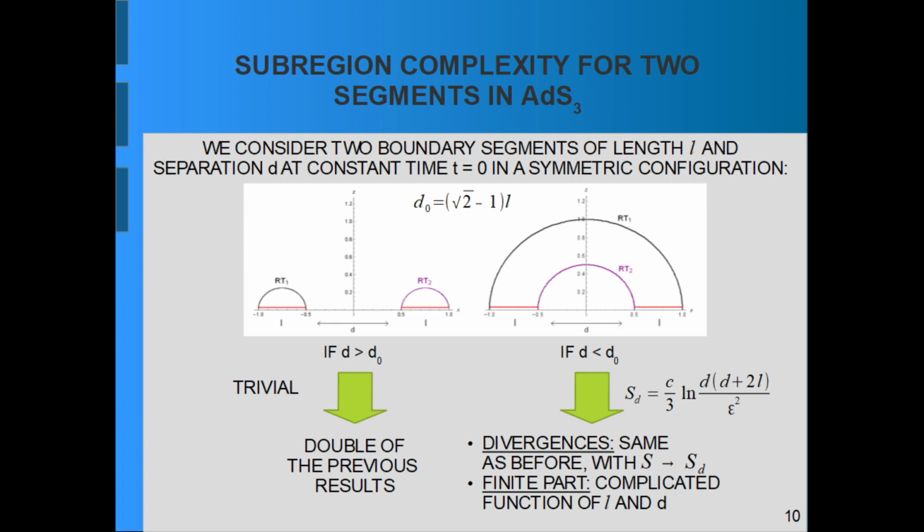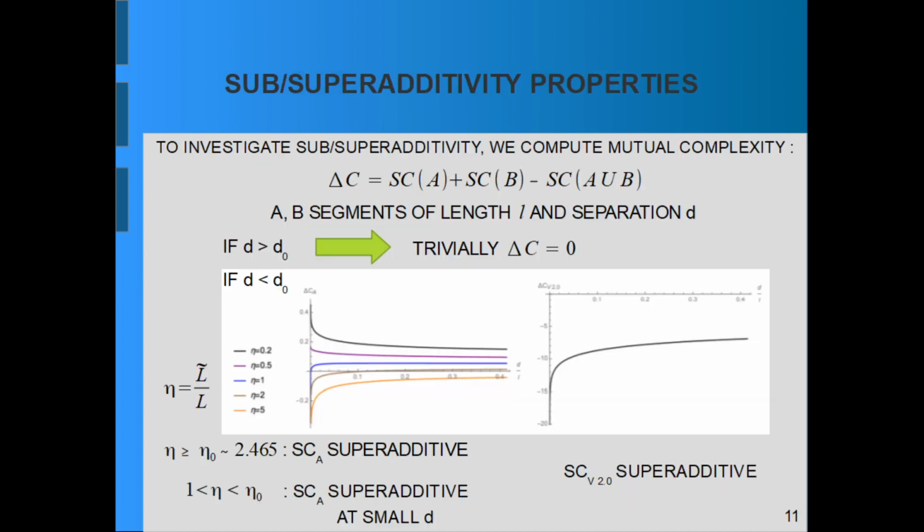If the distance is less than the critical one, we have to build a new wedge, a new patch, and do all the computation. And in the end, we find the same divergences as before, where S is the entanglement entropy of the two segments, and a finite part, which is a complicated function of L and d. Anyway, these results allow us to investigate superadditivity properties.